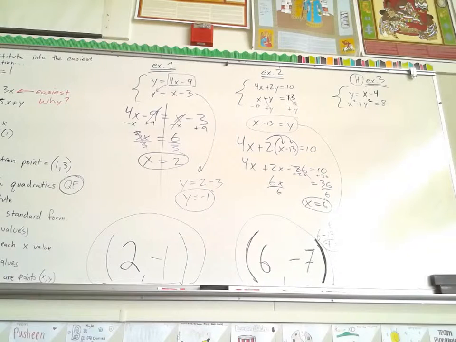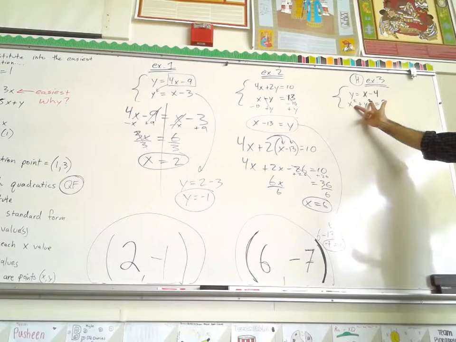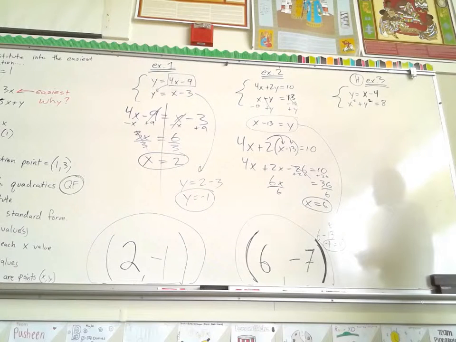Let's look at example 3. So this is the example where, since we have second degree terms, we are going to go ahead and substitute, do the same thing, but we're going to solve it using the quadratic. Okay, so let's look at this. Y is equal to x minus 4.